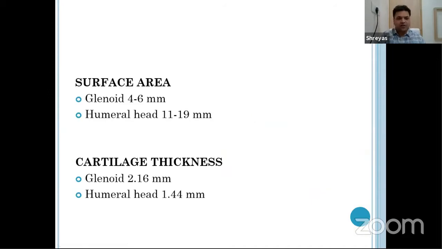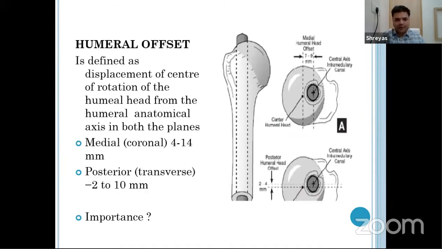The surface area of the glenoid is around 4 to 6 mm, and the surface area of the humeral head, which is double that of the glenoid, is around 11 to 19 mm. Cartilage thickness of the glenoid is 2.16 mm, and cartilage thickness of the humeral head is around 1.44 mm.